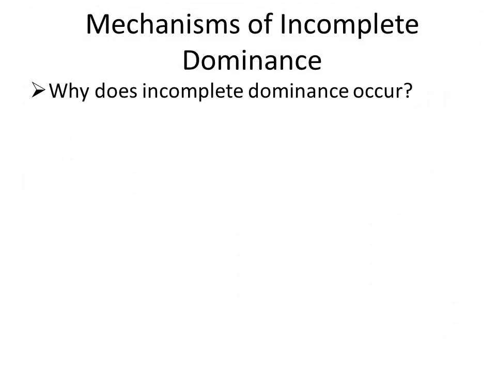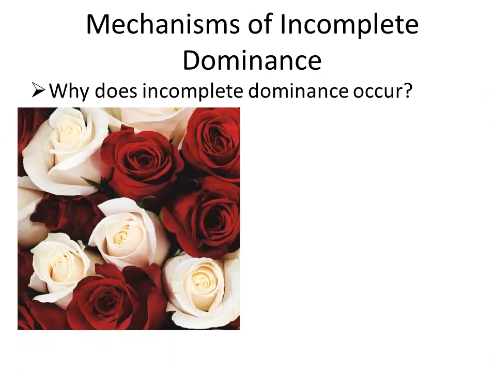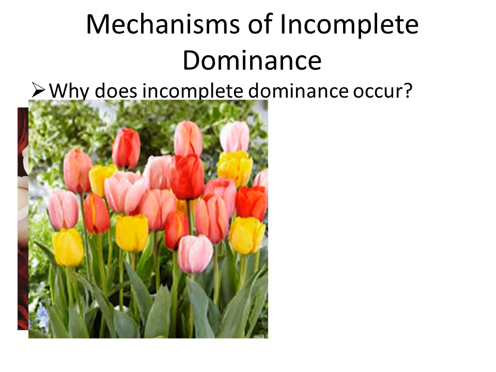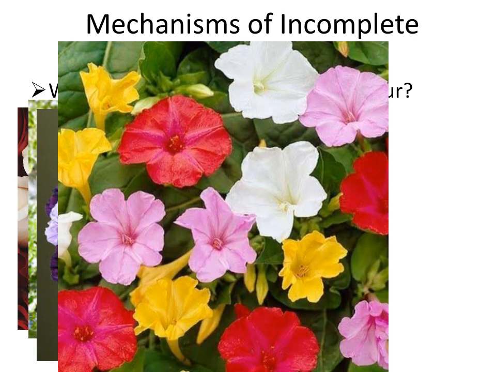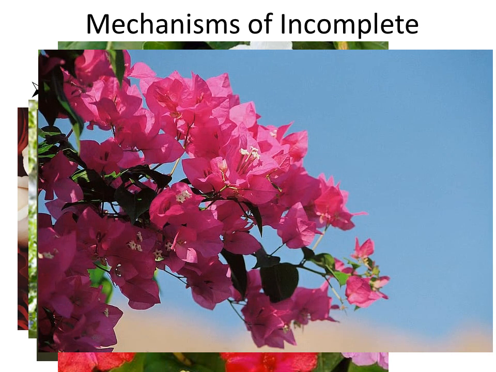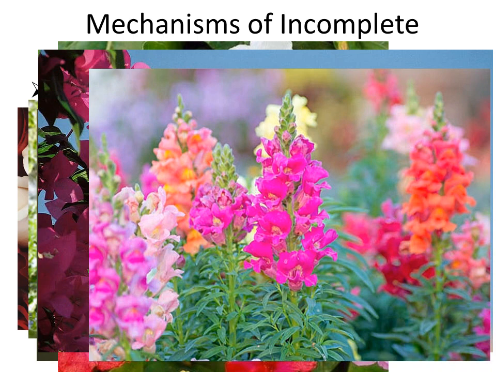Why does incomplete dominance occur? Aside from roses, what are the other plants showing incomplete dominance? We have tulips, carnation, we have 4 o'clock plants, bougainvillea, and snapdragon.